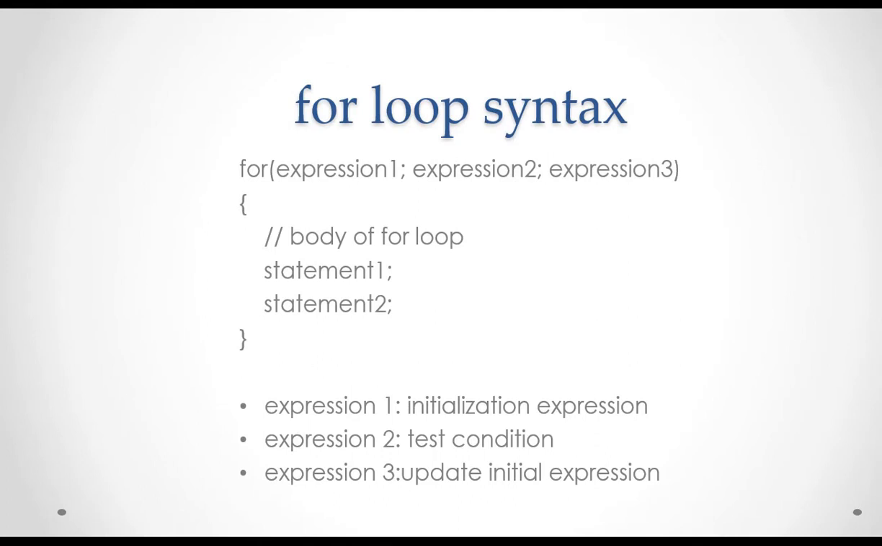The for loop has the following syntax. We have a for keyword followed by an opening parenthesis, and then an expression 1 followed by a semicolon, another expression 2, a semicolon, expression 3, and then a closing parenthesis. And then from there we have a body for the for loop, and this body is demarcated by curly braces.